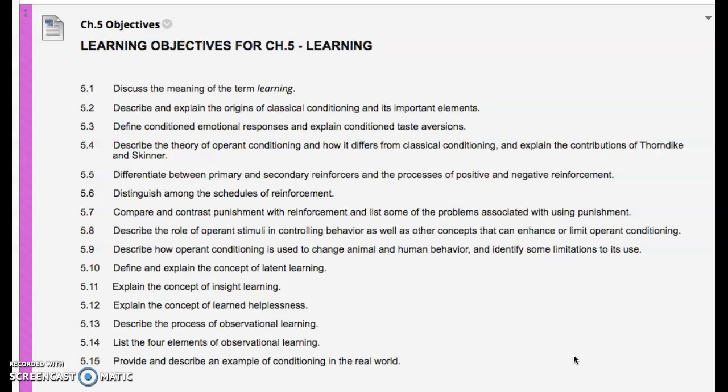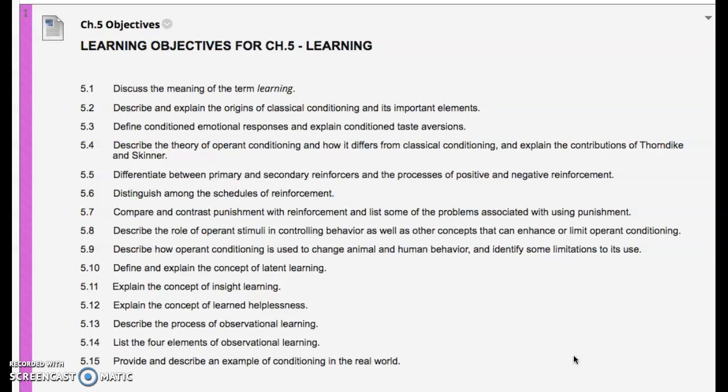So that'll be talked about a little bit too in the chapter, those taste aversions. Then you're going to be looking at operant conditioning and how it differs from classical conditioning. These are the contributions of Thorndike and Skinner, who developed this area of operant conditioning. And it works on contingencies, rewards versus punishments.